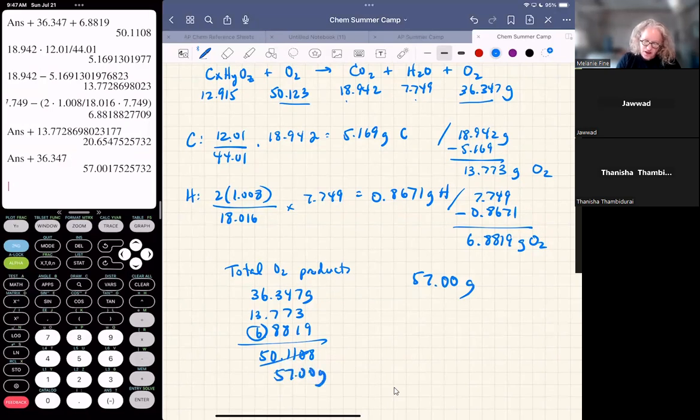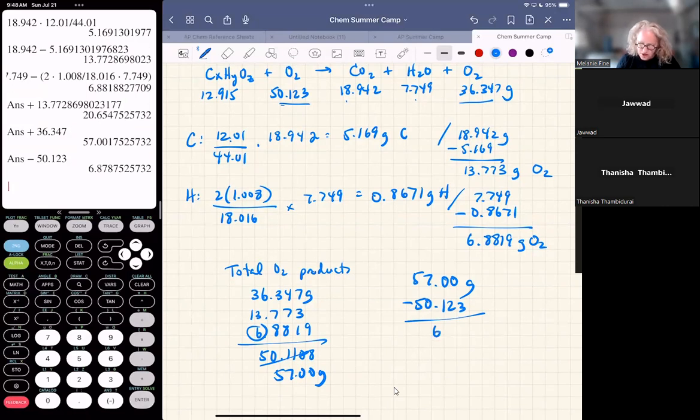Which tells me that there's oxygen in the original compound, right? Because I have more oxygen on the right than 50. So I subtract 50 from that. And that tells me how much oxygen is in the original compound, which is 6.87875 grams O2. Okay, or just O, sorry, not O2.